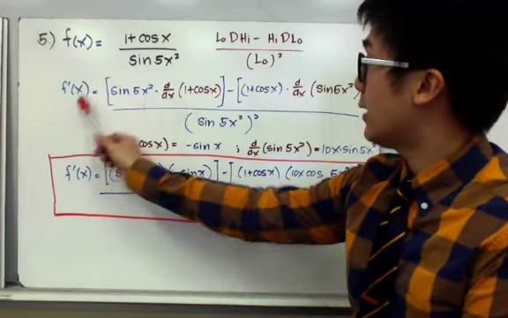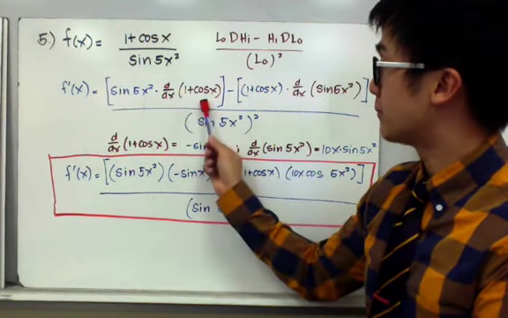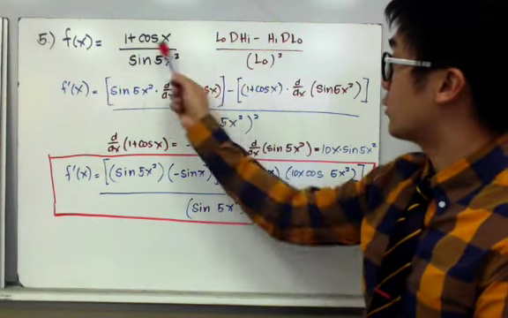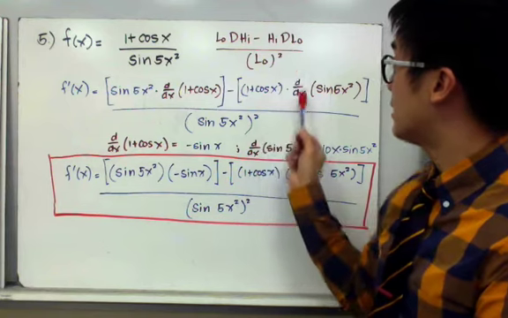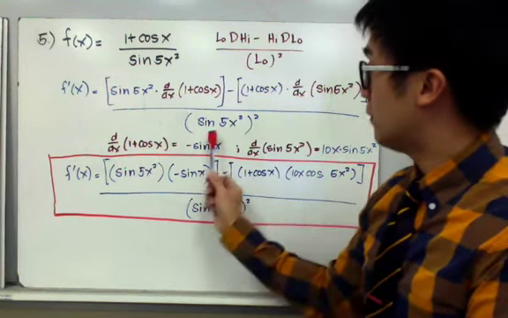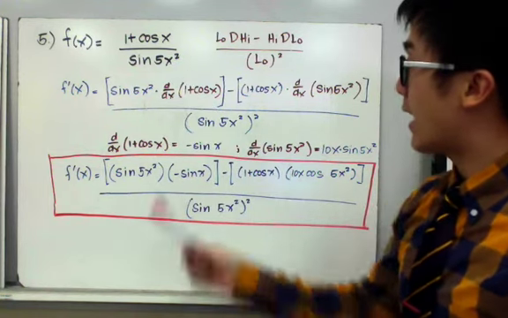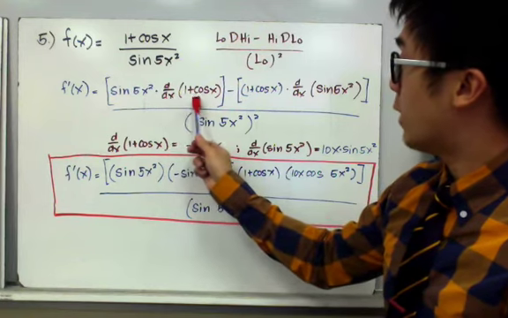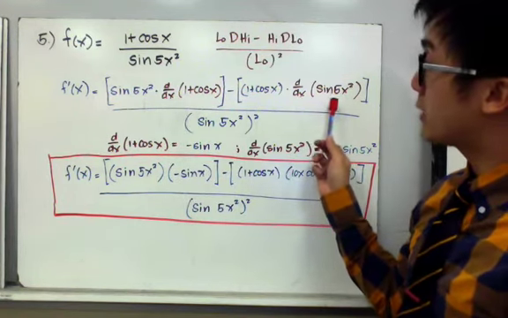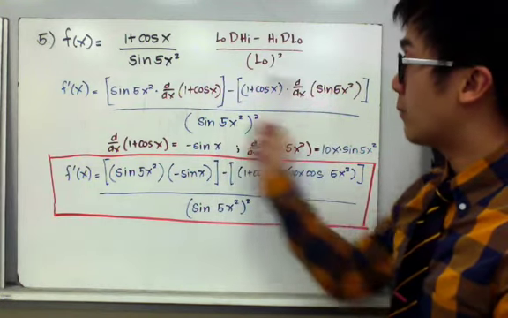So by writing it down in our f prime of x, or finding its derivative, f prime of x will be low, derivative of high, minus high, which is 1 plus cosine x, times the derivative of low, which is sine 5x squared, all over sine 5x squared squared. So notice that I wrote derivative of 1 plus cosine x and the derivative of sine 5x squared, so that you will see that I am using my quotient rule in simplifying my function.